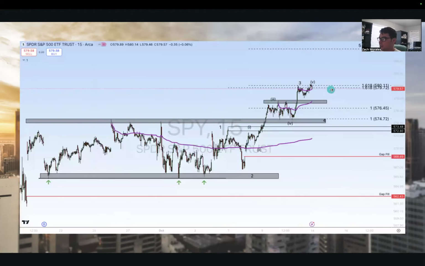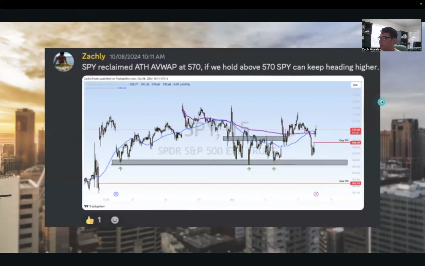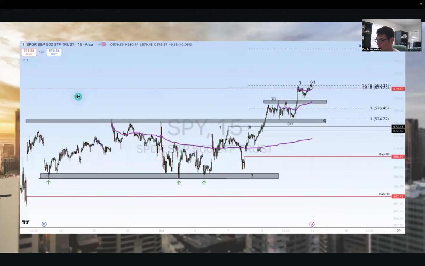Okay. Now this is what we've been tracking on the SPY. If we break it down from the original post, we're talking about how SPY reclaimed the all-time high anchored VWAP at 570. If we hold above 570, SPY can keep heading higher. That was this purple line, right? We talked about how below an anchored VWAP you're bearish, above an anchored VWAP you're bullish. You can see here we gapped up above it and started a 5-wave structure to the upside. And on Friday, we hit our wave 5 targets very beautifully right here, up around 580. It went exactly where we wanted it to.